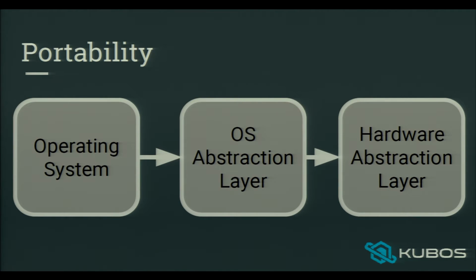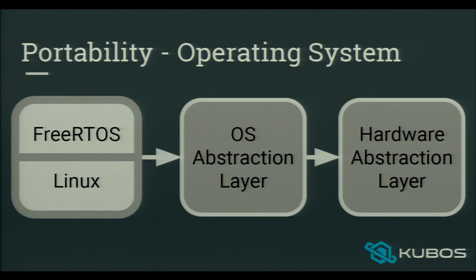So let's look a little more into the portability layer. This is made up of 3 different parts. We have the operating system, then the OS abstraction layer, which should sound very familiar, and then the hardware abstraction layer. For our operating system layer, we've decided to have an RTOS variant and a Linux variant. Right now we're using FreeRTOS, which is an open source RTOS available online, pretty widely used. And then we have Linux, which is another open source OS that maybe some of us have heard of. I think it's pretty widely used too.